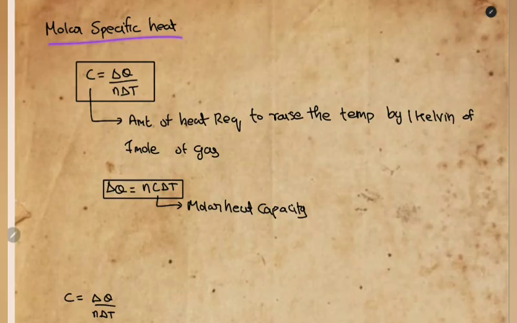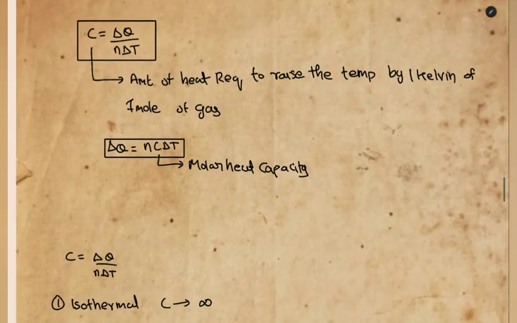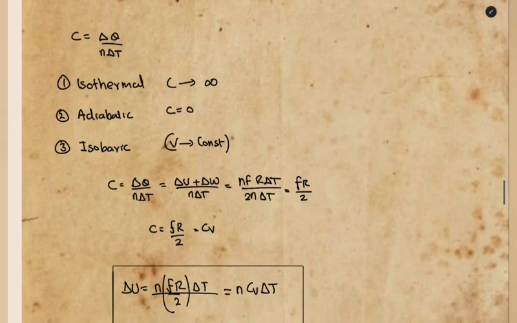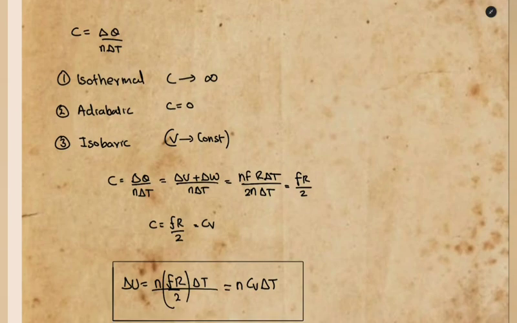So molar specific heat, C is equal to delta Q by n delta T. This is basically the formula of molar specific heat, just remember it. So what is molar specific heat? It is the amount of heat required to raise the temperature by 1 Kelvin of 1 mole of gas. It's simple. I hope you understand this English, okay. This definition isn't that hard, and if you just rearrange it, you will get delta Q is equal to n C delta T, where C is the molar heat capacity, okay. So C is equal to delta, we take that relation here and we do some things to understand.